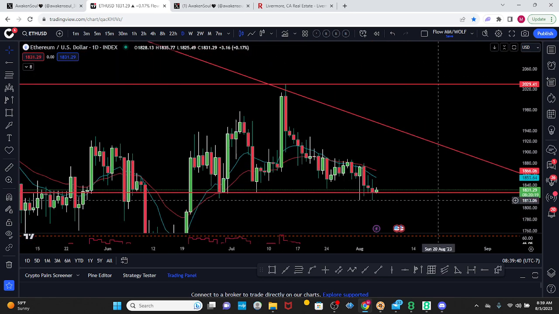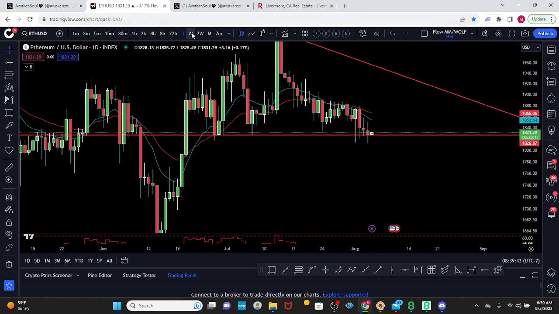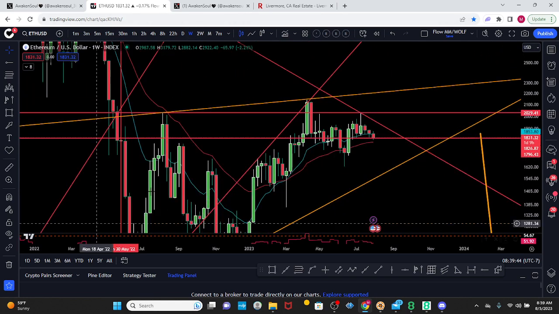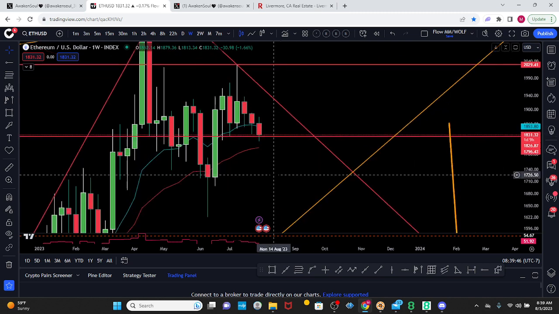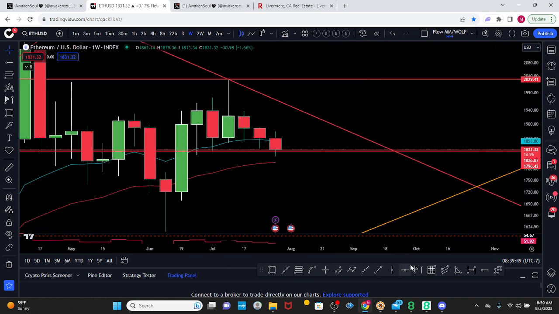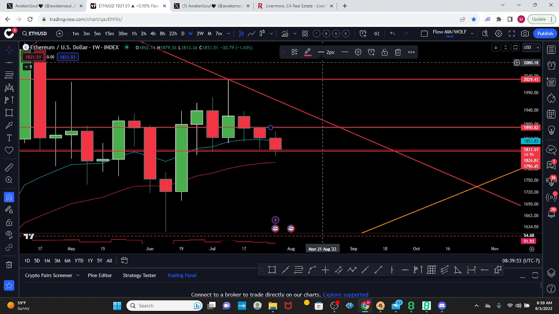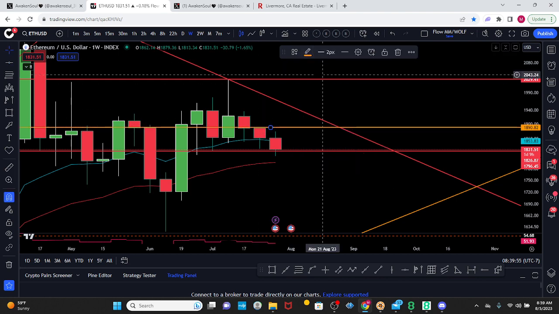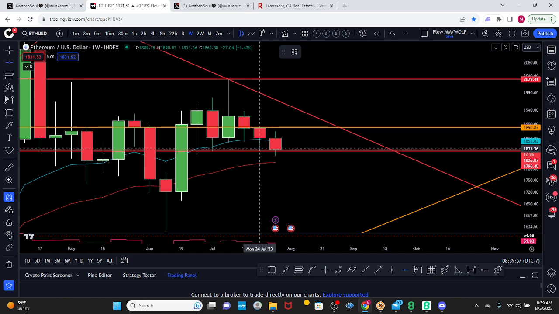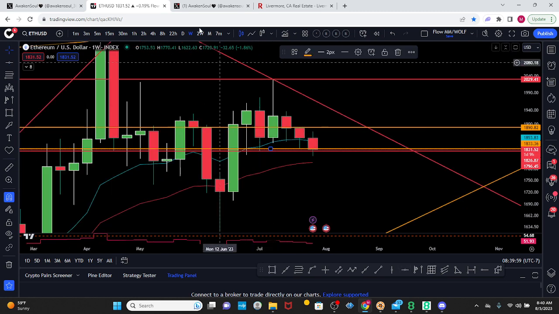Same process. I didn't actually mark a range, sorry. I got my trend lines on the weekly, and I totally forgot. So remember your range. This is your high, because we're looking at the previous candle, and this is your low. Previous candle. That's your range.